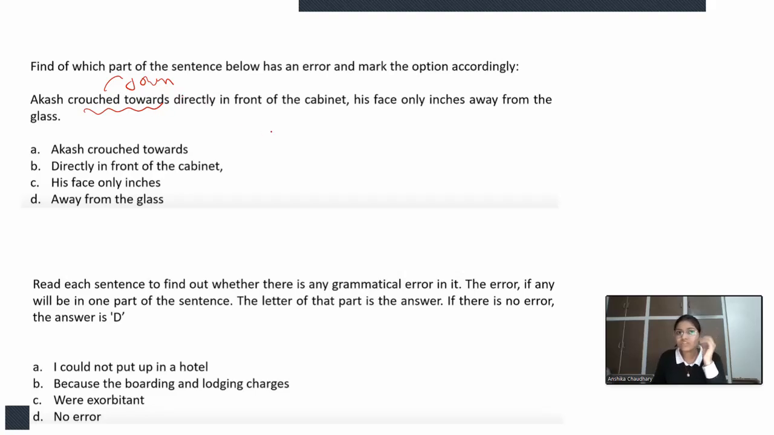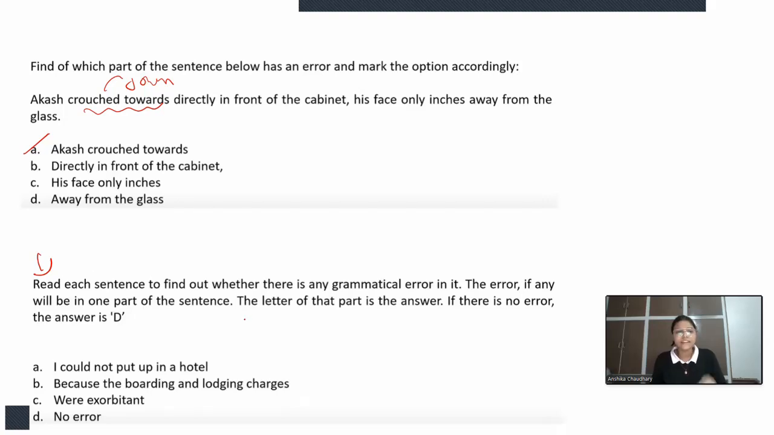"Akash crouched down directly in front of the cabinet, his face was only inches away from the glass." Like Akash bent down and his face was just a little away from the glass, right? So that's what the meaning is. So crouch towards is not appropriate here. Crouch down will be correct. So option number A will be the answer, that this part contains an error.